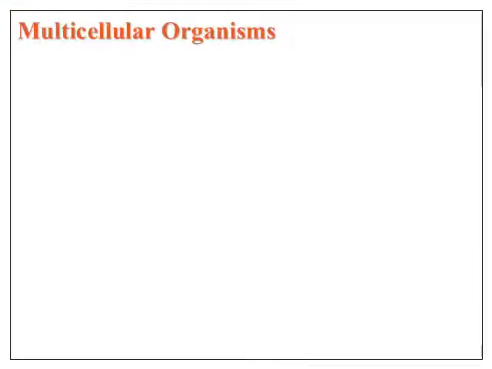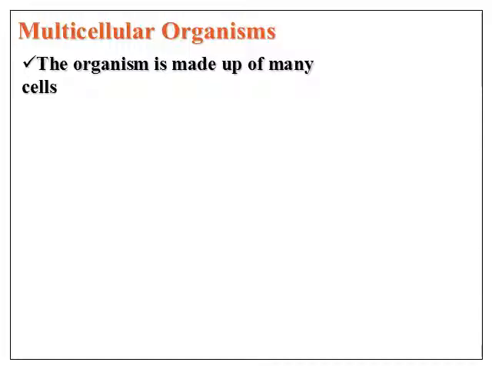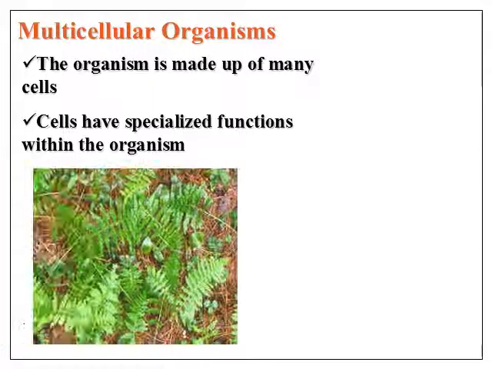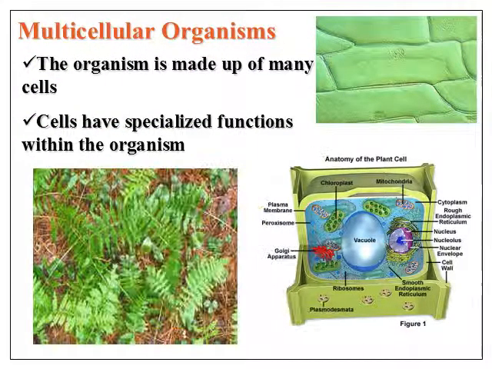Now, we also have multicellular organisms. So multicellular organisms basically mean the organism is made up of many different types of cells. And each of the cells has a specialized function within the organism. So here we've got examples of plant cells. Now let's think about ourselves here. We, much like plants, are made up of cells, but we're not made of plant cells, we're made of animal cells. So all these cells have a specialized function within us.